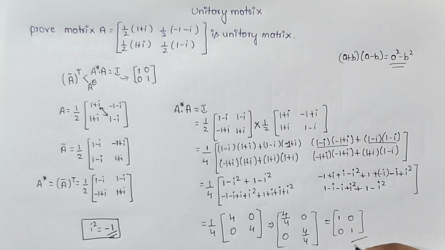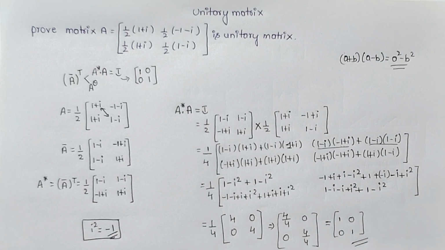So now you can see here A star A is equal to the identity matrix, because in the generated output matrix we have the diagonal elements as 1 and the rest of them equal to 0. So now you can conclude the given matrix is a unitary matrix because it has satisfied the condition A star into A equal to I. So hope you understood the topic of the unitary matrix.